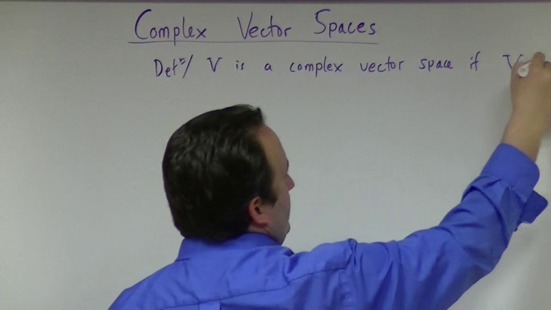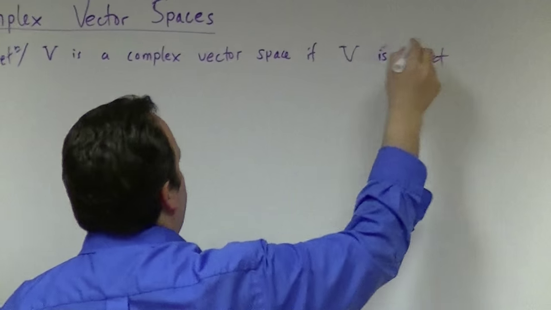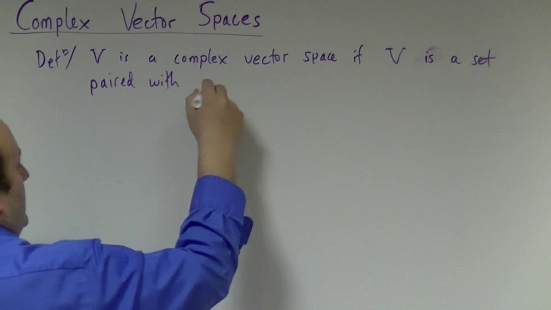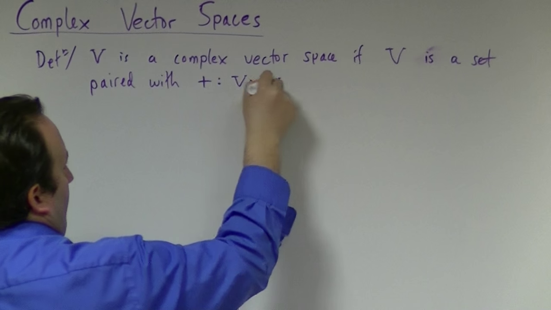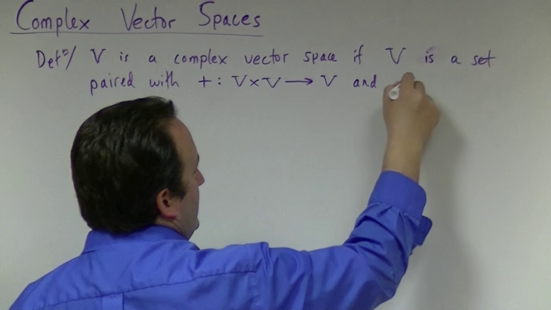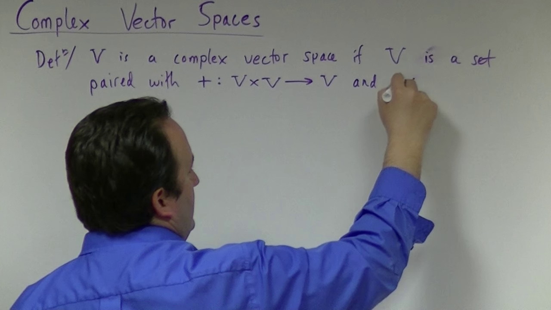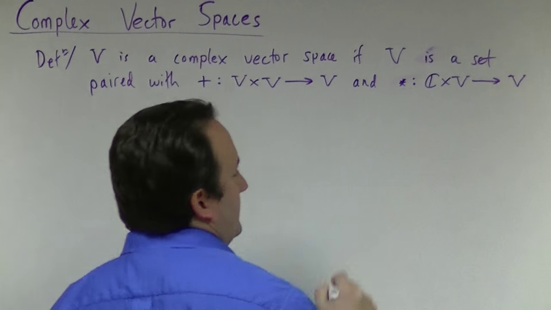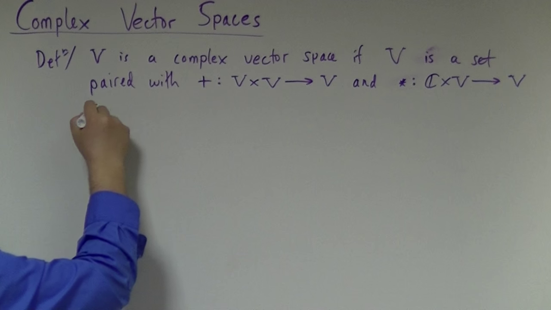if B is a set paired with two operations: addition, that goes from B cross B back to B again, and here's the new thing, scalar multiplication, which is actually a mapping from C cross B back into B again. And then, same axioms as before.